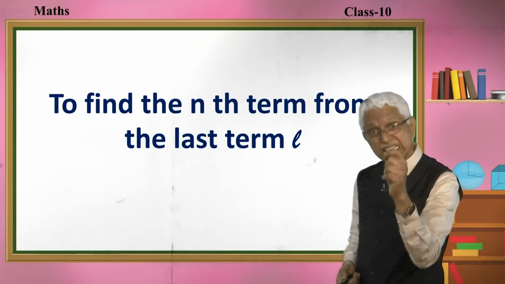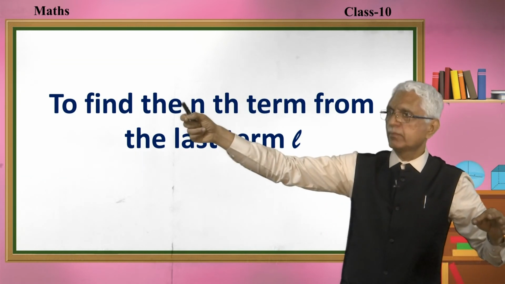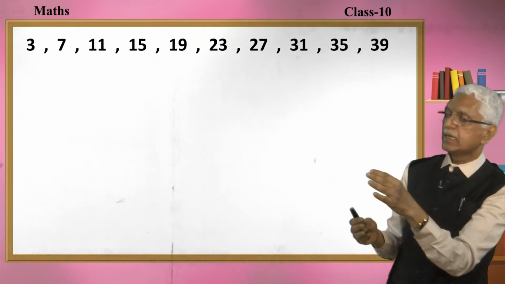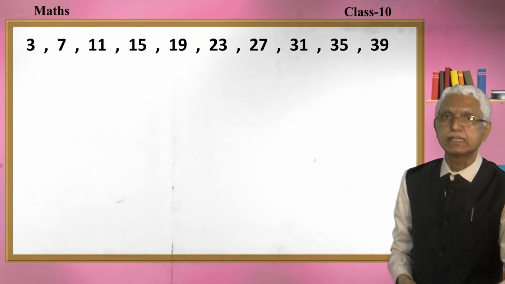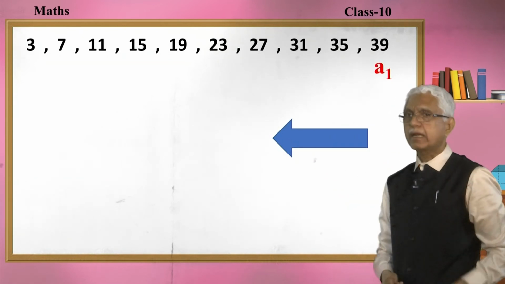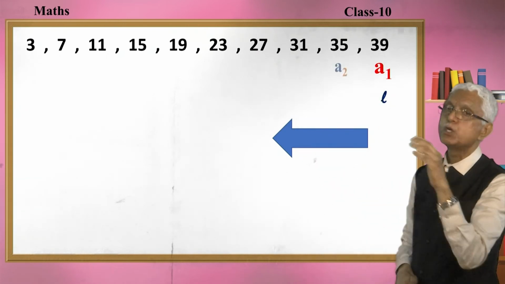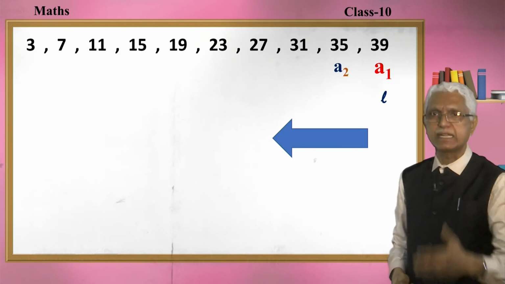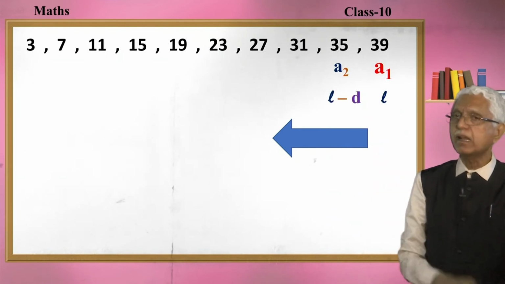Now, to find the nth term from the last term: you will be given an arithmetic progression. They want you to find the 10th term from the end. They want you to find the 12th term from the end. How do we go about it? Please observe. 3, 7, 11, 15, 19 is an AP, correct? Now, from the end I want to find a particular term. Is there any formula that we can obtain? That is what we are looking at now, my dear children. You call the last term, that is 39, as L.